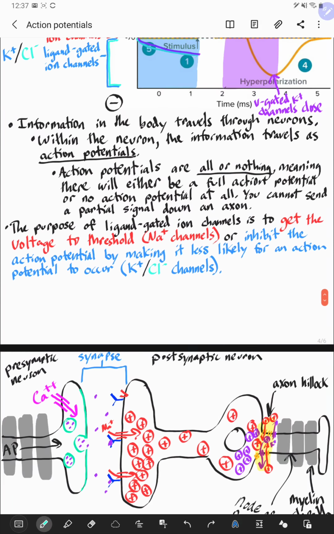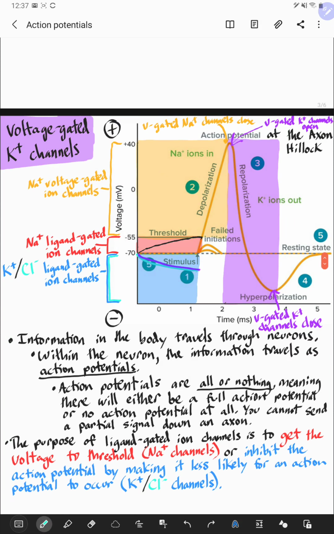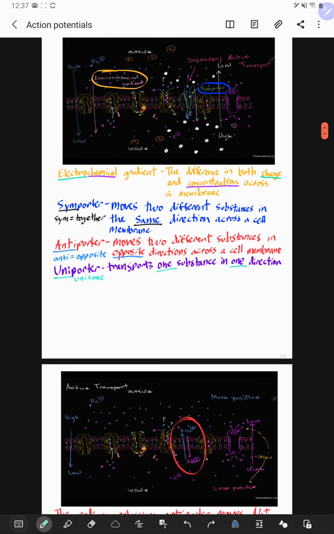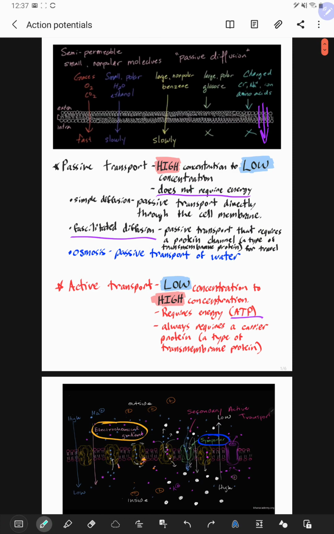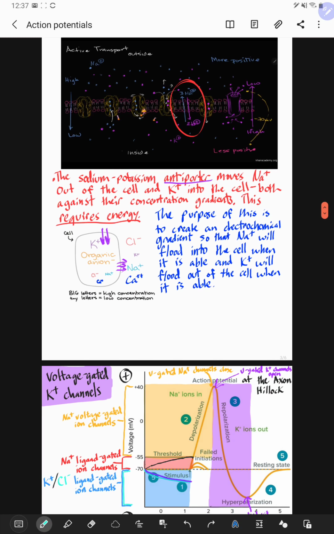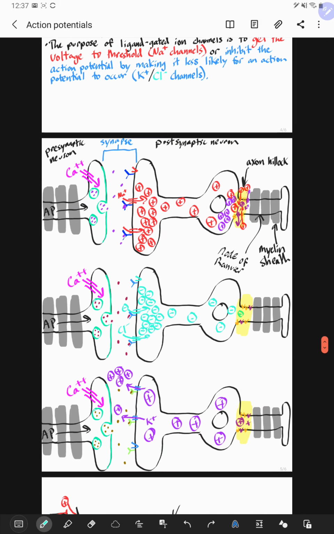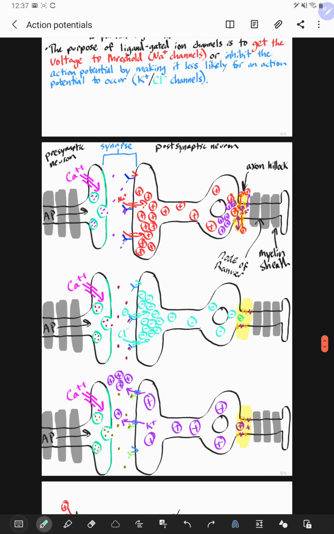So hopefully that was helpful. I'm going to be posting these notes as well, and you're welcome to look at those. But all good stuff, and hopefully that was helpful in understanding how inhibitory responses play a role in the inhibition of action potentials.